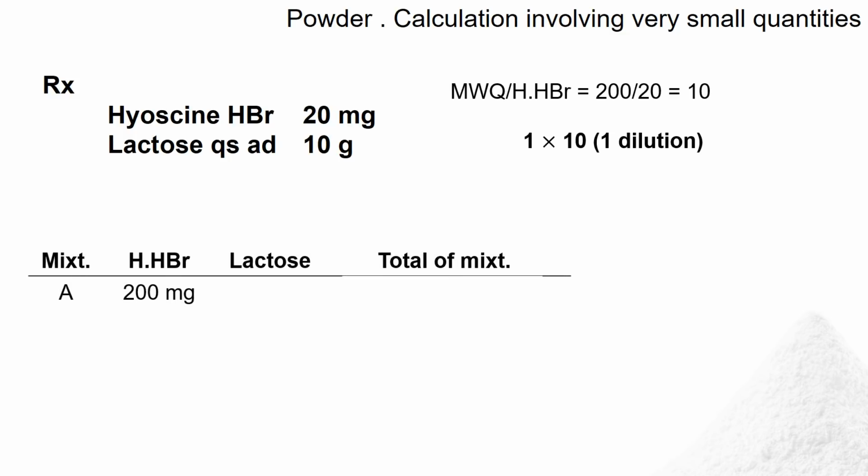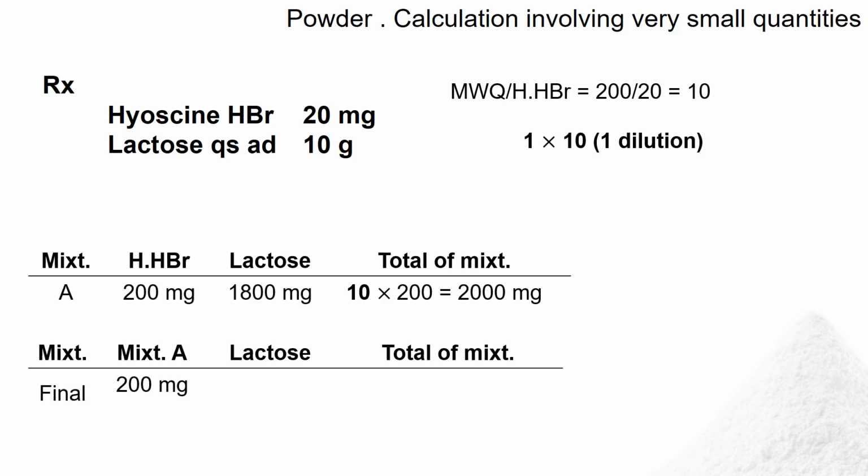First, we measure 200 milligram of hyoscine hydrobromide, which is the minimum weighable quantity, and times with the ratio of 10, you result in 2000 milligram of the final mixture. So for this mixture A, we need 1800 milligram of lactose to mix with 200 milligram of hyoscine hydrobromide to get a final mixture of 2000 milligram.